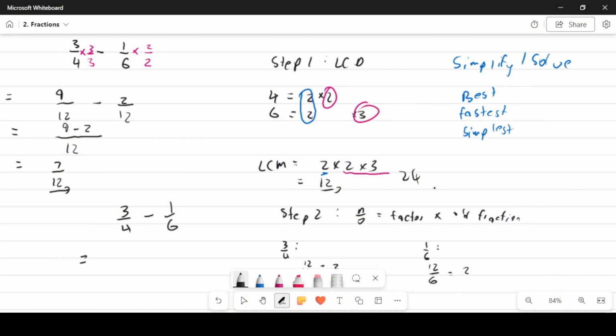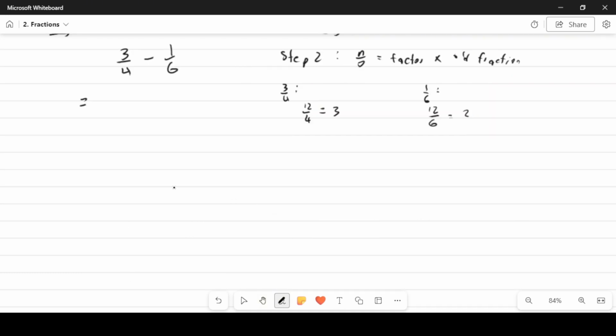Then for step 2, they followed step 2 correctly. So they said, okay, 24. For the fraction 3 over 4, the new denominator, which was 24, the incorrect answer that they had, over 4, equals 6. And for the fraction 1 over 6, it was 24 over 6, which is equal to 4. And then they multiplied the fractions.